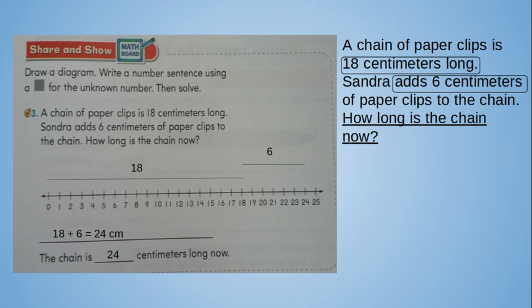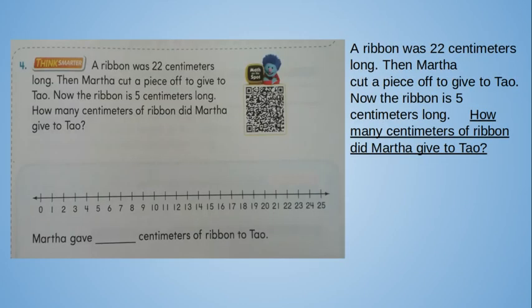All right, one more problem. It's our Think Smarter question. Let's take a look and see if this is a challenge. A ribbon was 22 centimeters long. Then Martha cut a piece off to give to Tao. Now the ribbon is 5 centimeters long. How many centimeters of ribbon did Martha give to Tao?